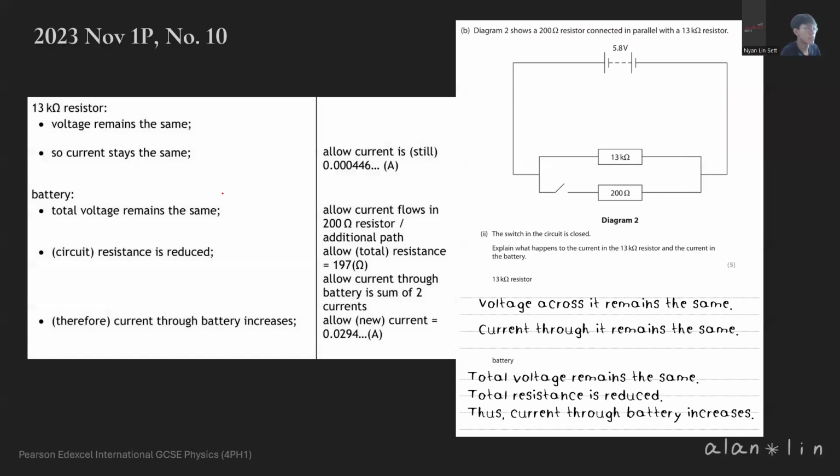And here is the mark scheme for this question. 2 marks for the 13 kilo ohm resistor and 3 marks for the battery.